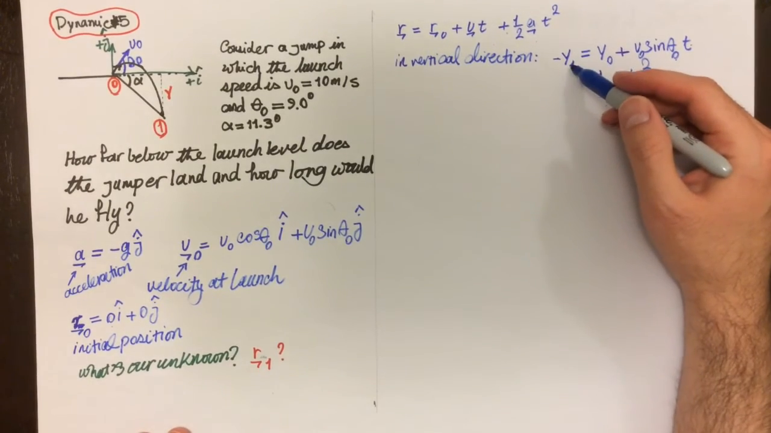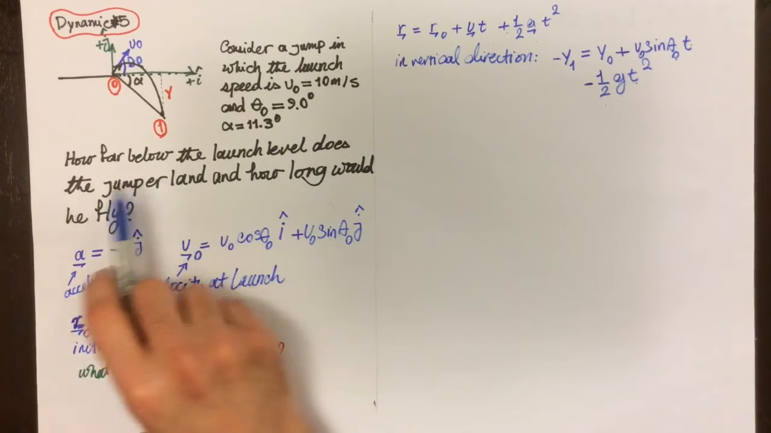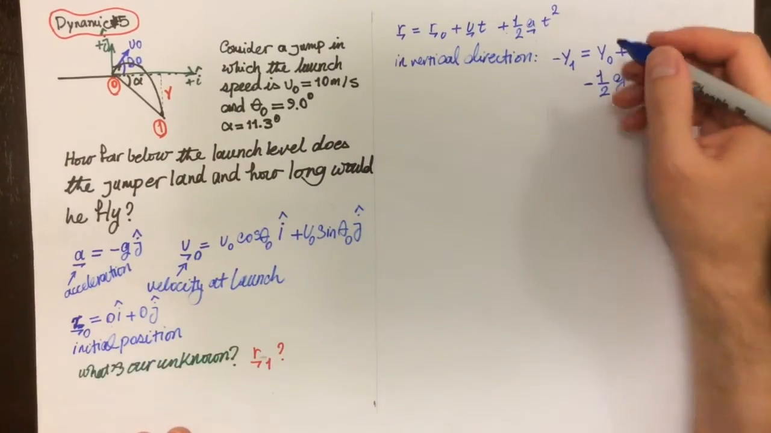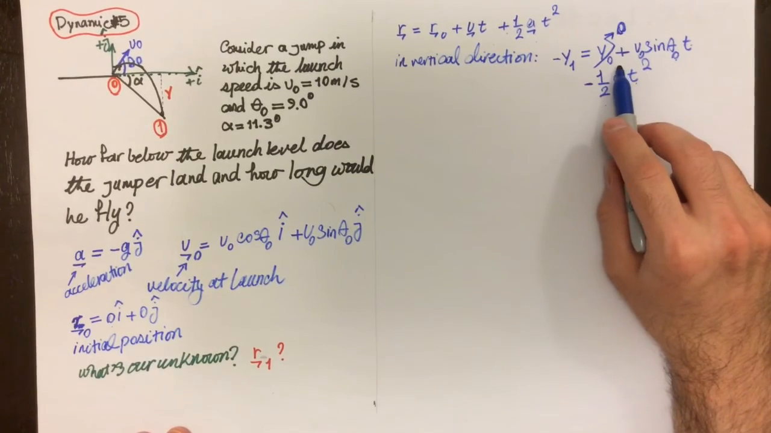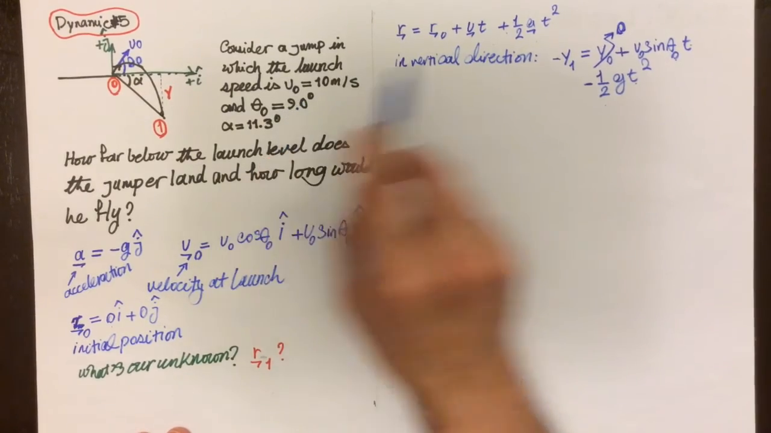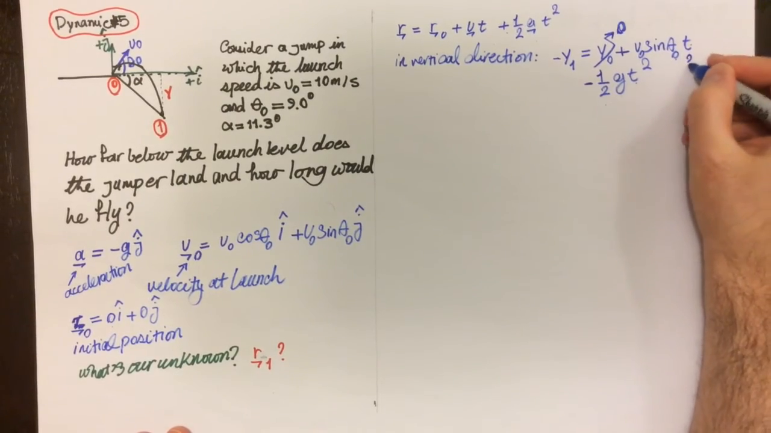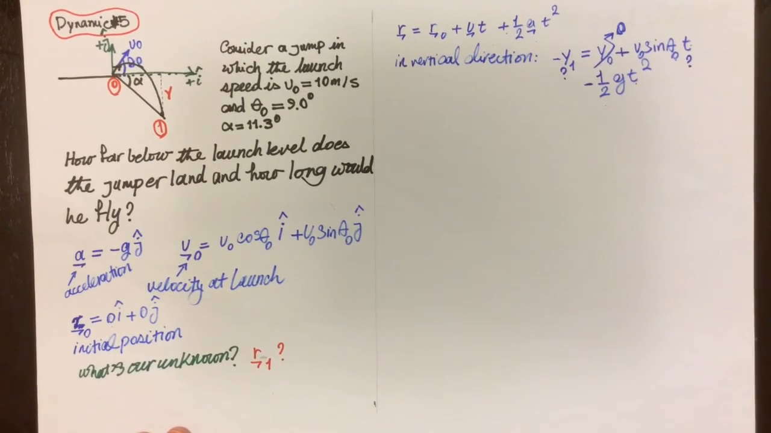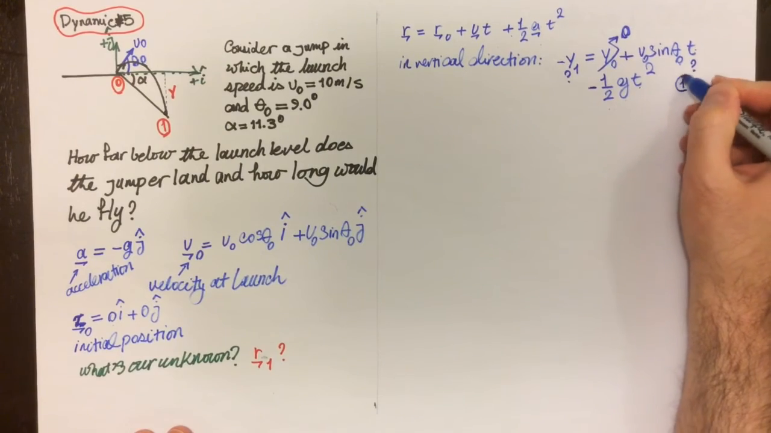We have y1. This is what we are looking for essentially. How far below the launch level does the jumper land? You have y0. What is y0? y0 is equal to 0. Do we have v0? Yes, we do. We have sine theta 0? Yes, we do. How about time? It is unknown. So time is unknown, and this is unknown. g is known, gravitational acceleration on ground. So we have two unknowns and one equation. Right? Great. So let's call this equation 1.